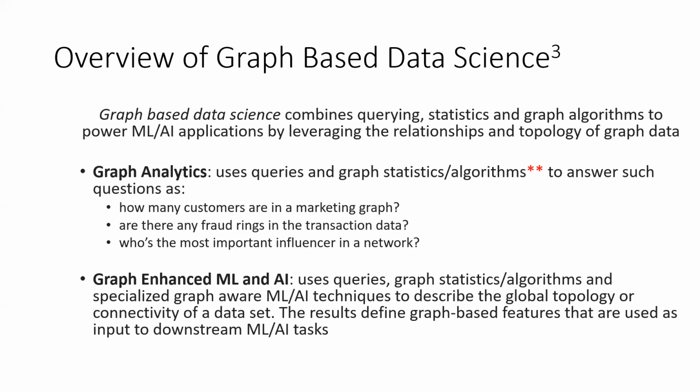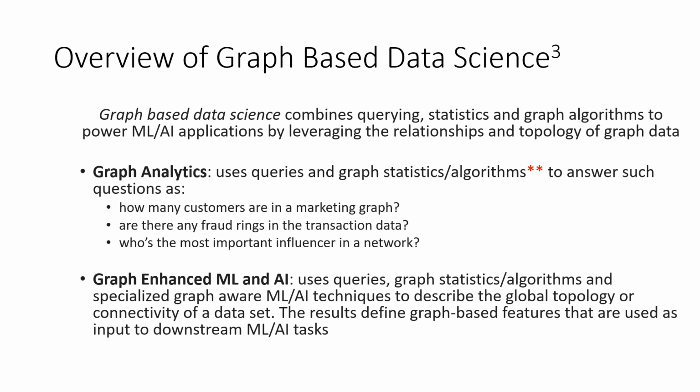So having this data structure, what can we do? What kind of data science tasks can we do? Graph-based data science is a part of data science that combines querying, statistics, and graph algorithms to power ML applications by leveraging the relationships and topology of graph data. So by using these relationships that the edges expose, as well as the topology, the structure, and additional information that the graph exposes, we can identify more things or the same things more easily. So as I said, I divide it into two different things, what I call graph analytics, and this includes queries, graph statistics algorithms, or graph analysis algorithms that answer questions like how many customers are in a marketing graph.